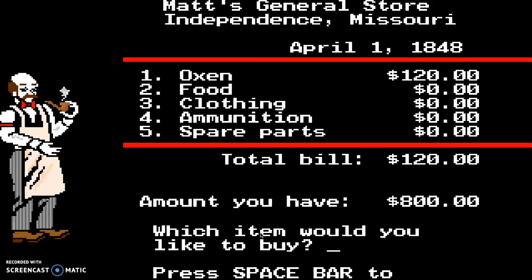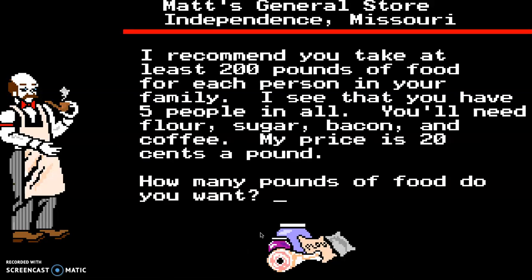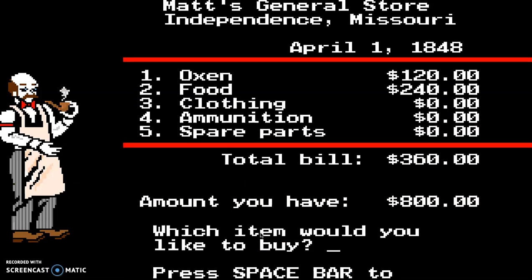Which item would you like to buy? Definitely gonna buy some food. Enter. 200 pounds for each person. Ooh, I have to do some math: there are 5 people times 200. That means I want 1,000 pounds of food. And I'm actually going to do 1,200 because I don't like to get hungry. Enter. Okay, I've spent $360.